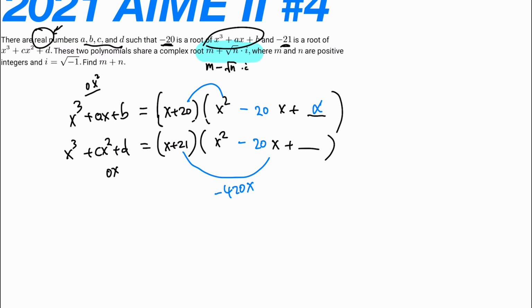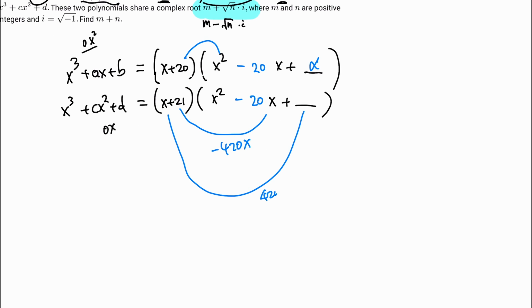Now, if we look at this, then we see that there is a negative 420x over here already. But we don't want any x terms, so how about this? We need to cancel it out with positive 420x, which means that this over here is going to be positive 420, which also gives that our alpha is positive 420.